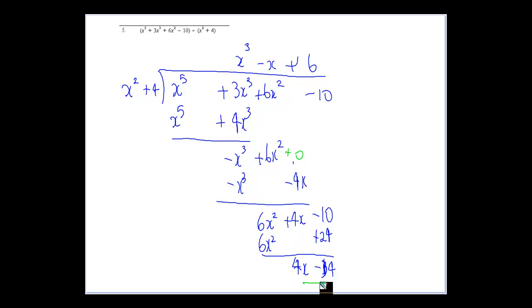But we stop at that point. That would be our remainder, because we've got the x squared as the degree of our divisor, and our remainder has a degree less than the degree of the divisor. So x squared won't go into 4x. So that's where we stop. It's okay to have a remainder that is a polynomial as well.